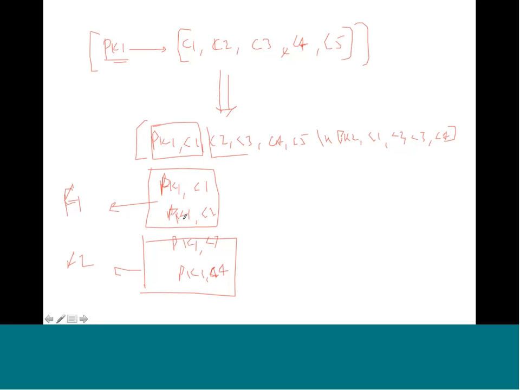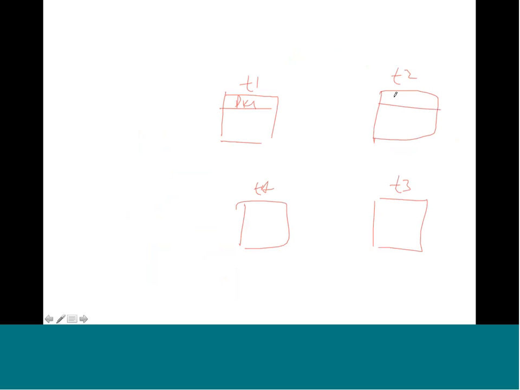In your relational databases, what will you do? You have a table T1, a table T2, a table T3, and a table T4. All of them have the same key, PK1. And you write a query to join these four tables based on PK1, correct? Is that right? Yeah.